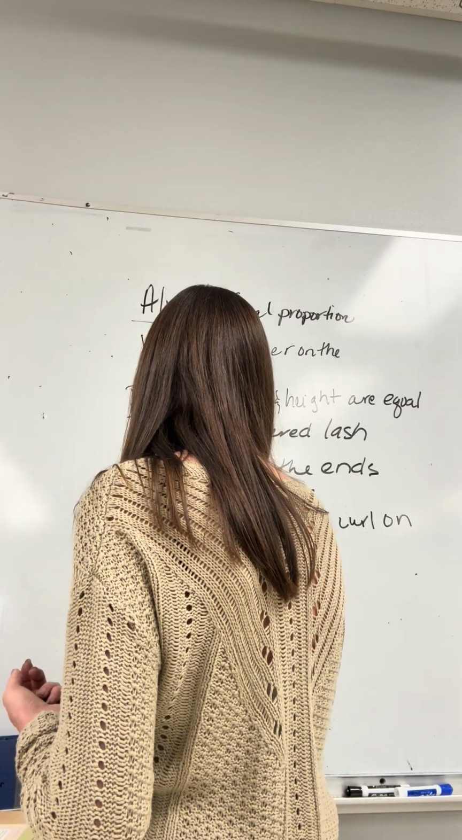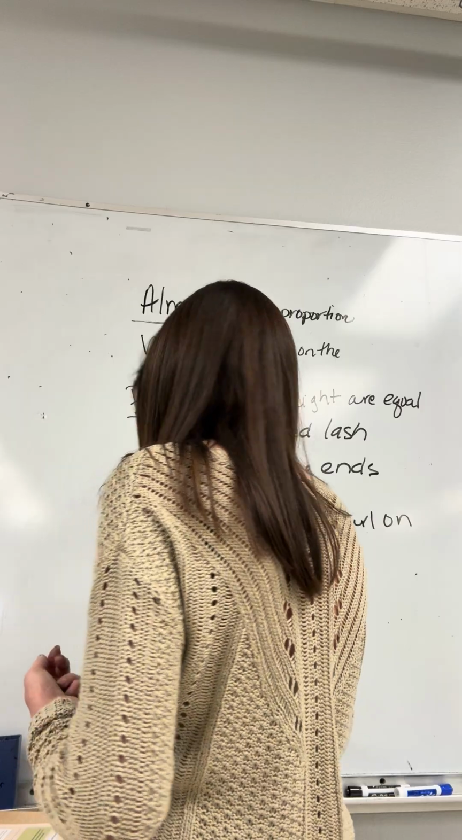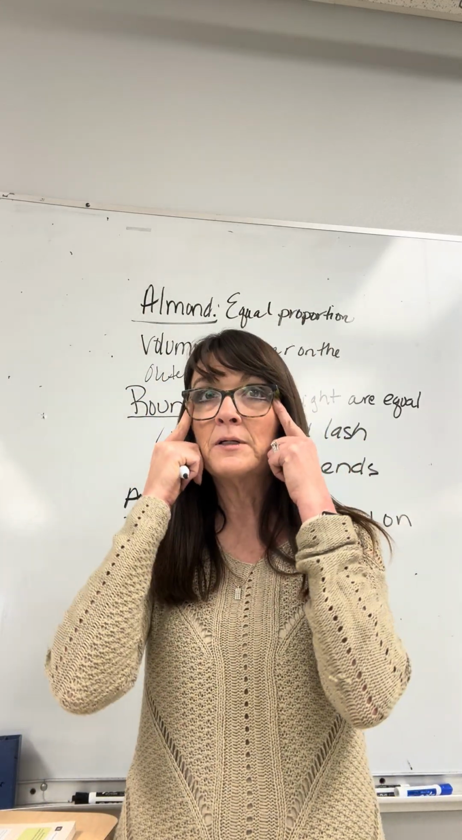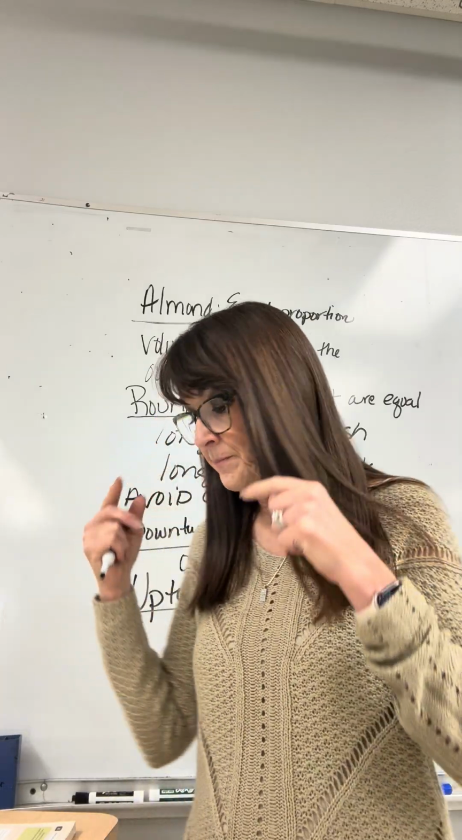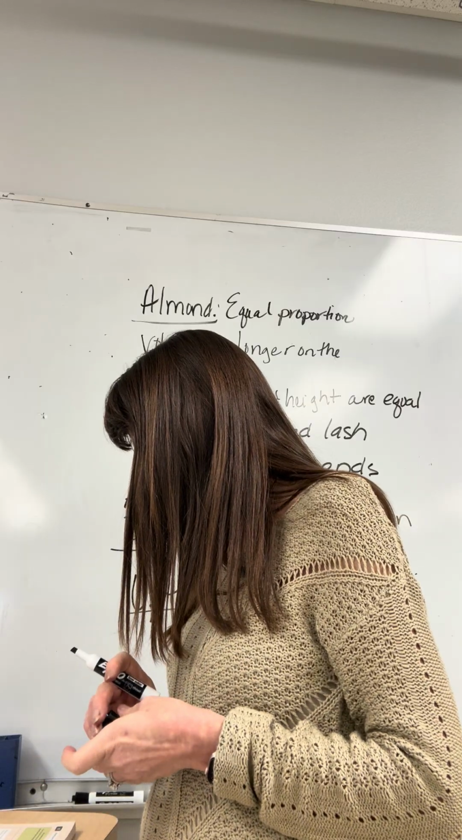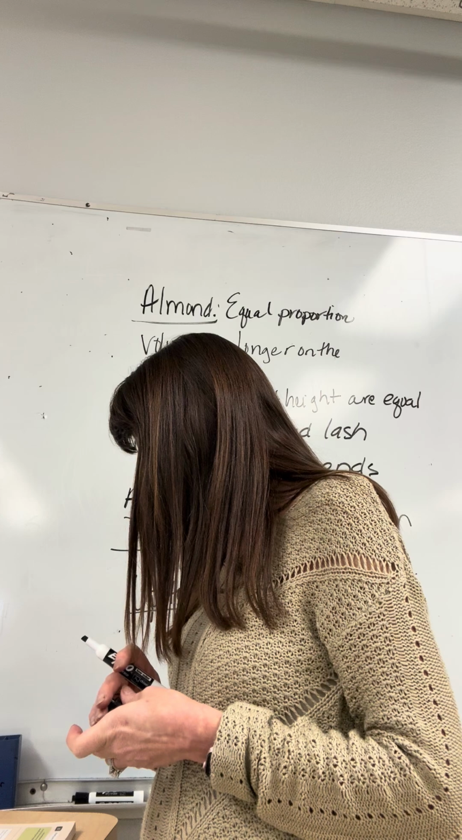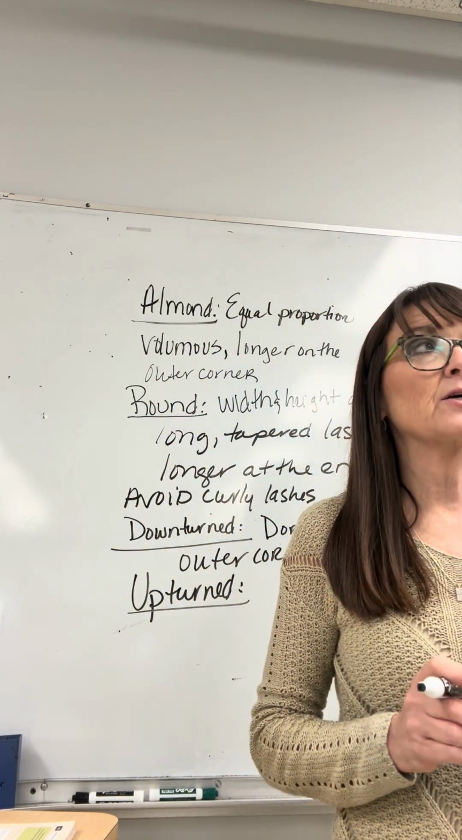Then you have upturned eyes. If downturned is the outside corner going this way, upturned is headed towards the ceiling. If that is the case, the outer corners of the eyes turn upward and are higher than the inner corner. Go flatter at the ends. That's what it's telling you.